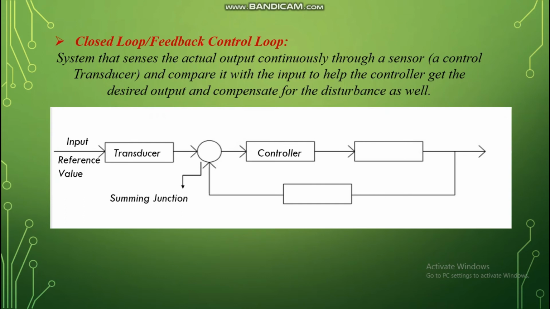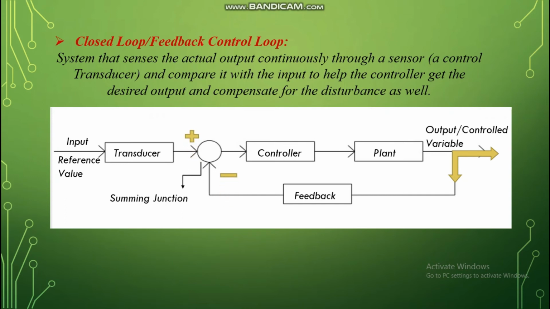And then the controller. Now the controller is trying to control the plant, which is providing us with the output or control variable. The only difference between the open and closed loop is that we have a feedback here, which is trying to sense the output continuously and send it back to the summing junction as negative.